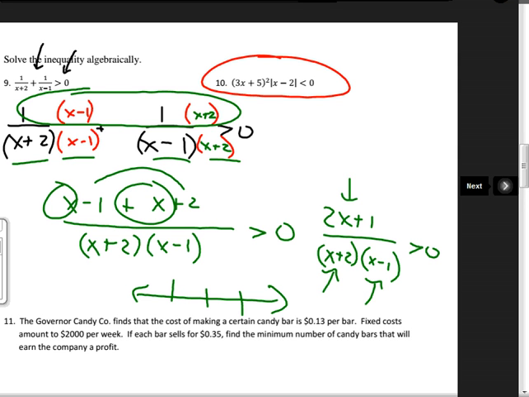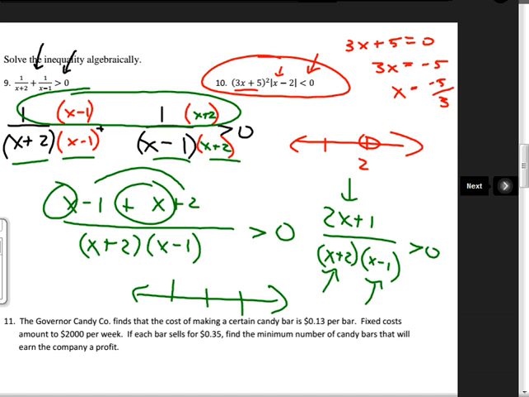One more I'd like to look at is number 10, just because it looks weird. The zeros are still important. It's got a greater than or less than sign, so I need a number line. So I've got to find the two important spots. Pretty quickly you can tell that 2 is an important spot. And then what's important over here? Whatever makes it 0. So then I have to say what makes 3x plus 5 equal to 0. 3x equals negative 5. x equals negative 5/3.